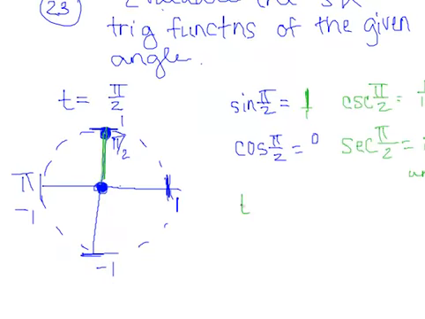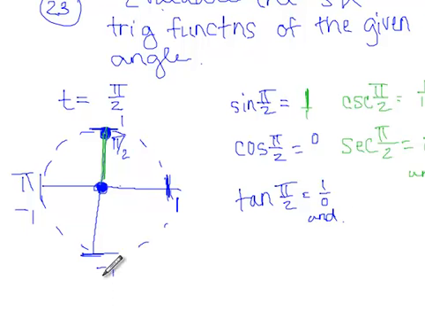And then finally we have tangent of pi over 2, which is sine over cosine, or think about it like this, TOA, opposite over adjacent. So opposite was the sine movement, adjacent was the cosine. So now tangent is going to be opposite over adjacent. So 1 over 0. This right here is undefined.